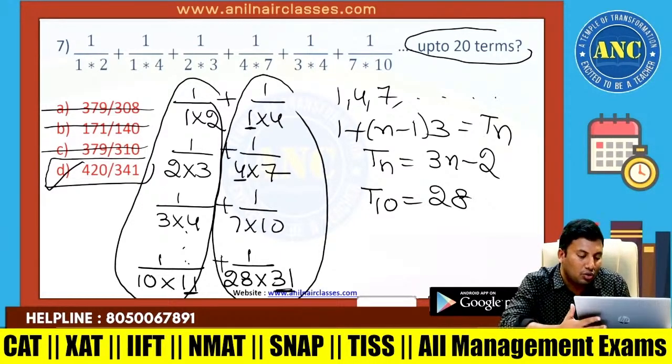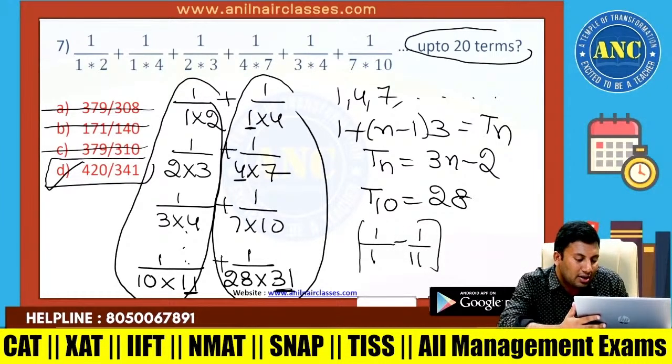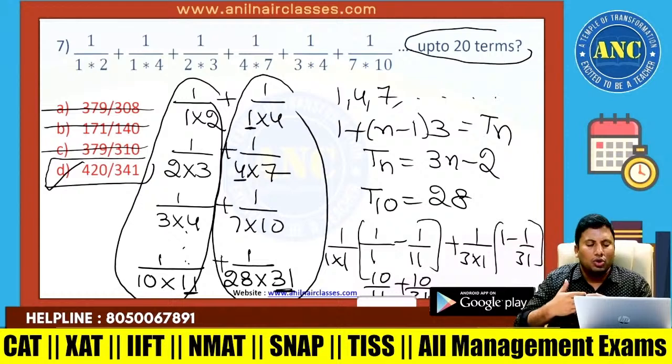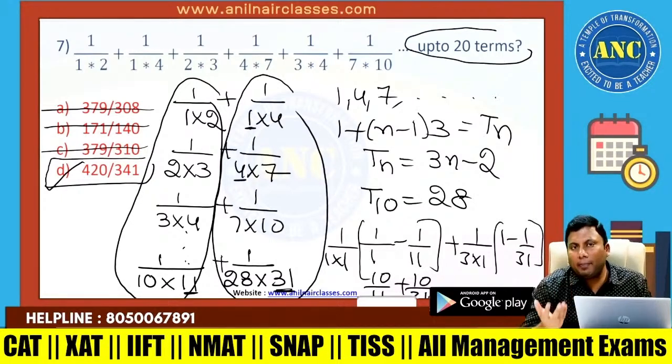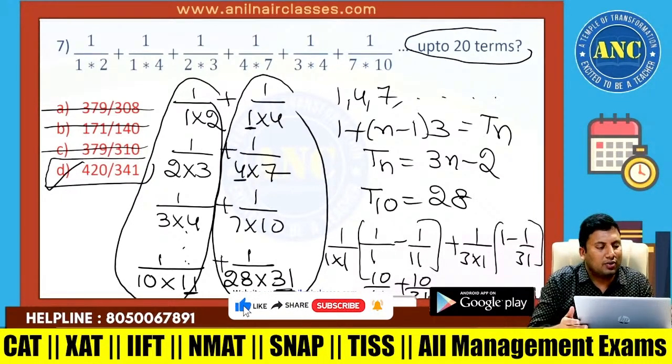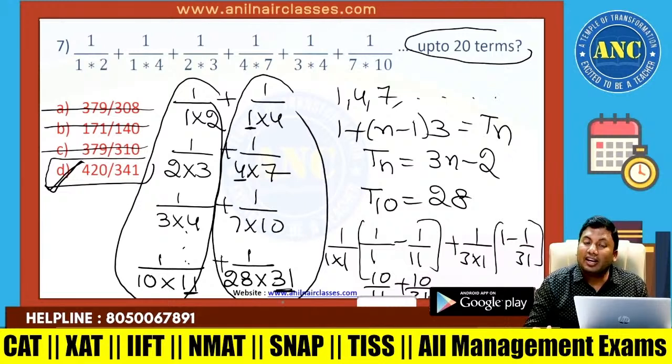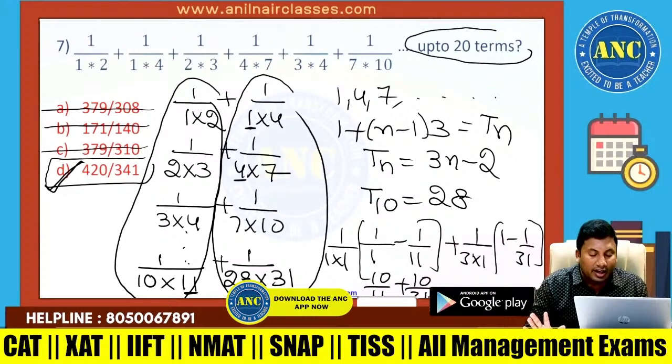Or if you want to do it by method 2, it is nothing but 1 minus 1 by 11 plus 1 into 1 plus 1 by 3 into 1, 1 minus 1 by 31. You can do it. This is nothing but 10 by 11 and this is nothing but 10 by 31. You can do the LCM, feel happy in calculating it and find the answer. So what is the answer for this question? Which is nothing but 420 by 341. I hope it is clear, right? Idea clear, right?